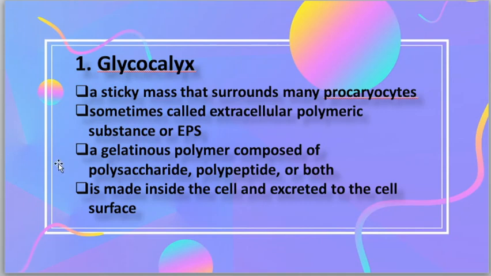Let's go to glycocalyx. Your glycocalyx is a sticky mass that surrounds many prokaryocytes or prokaryotic cells. Okay, when you say prokaryocytes, prokaryotic cells, yan sila. So sticky mass siya. It is sometimes called the extracellular polymeric substance, or EPS. Okay, you call that EPS. Now, when you say EPS class, this is a natural polymer of high molecular weight secreted by most of the microorganisms found in their environment. Okay? So, natural polymers of high molecular weight, and they usually class your glycocalyx or your extracellular polymeric substances.